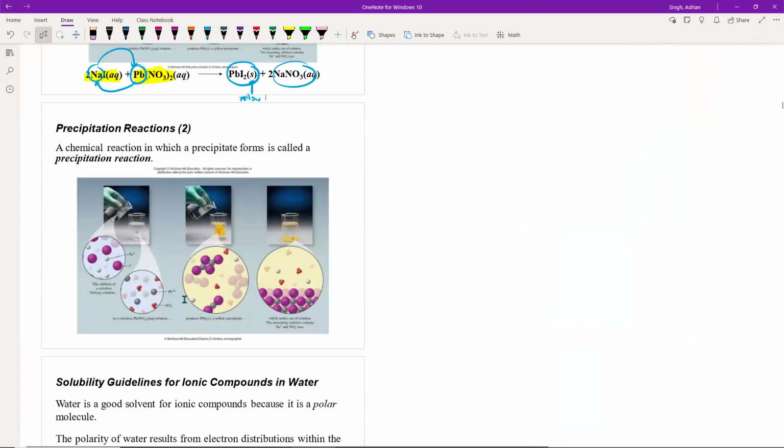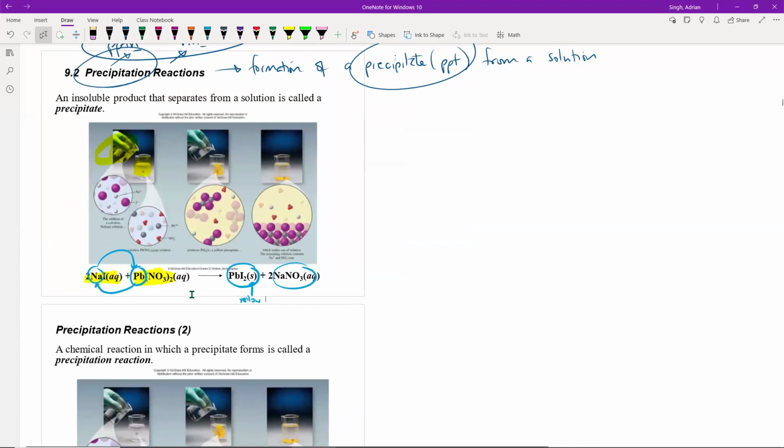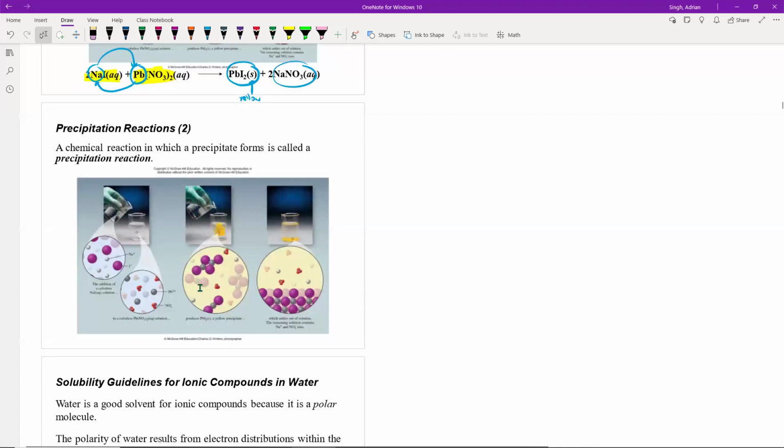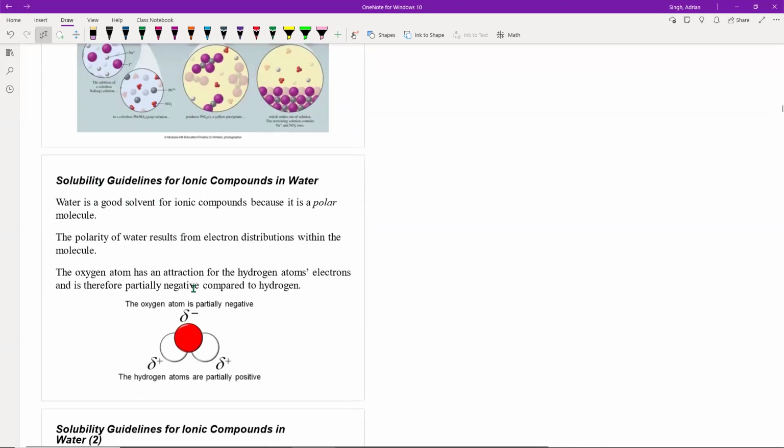So how do we know, first of all, that a precipitation reaction is going to occur? How can we predict what the precipitate is going to be? Well, we're going to use a set of guidelines known as the solubility rules, or the solubility guidelines for ionic compounds in water. So now we said before at the beginning that water is a good solvent because it tends to dissolve most things. Why does it do that?